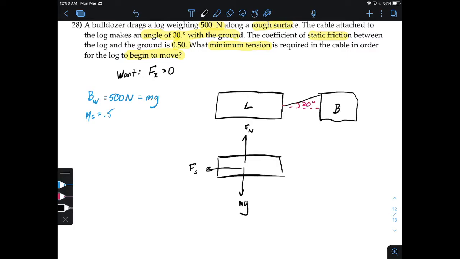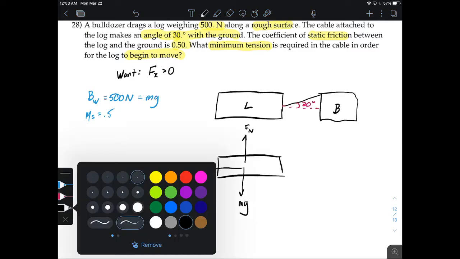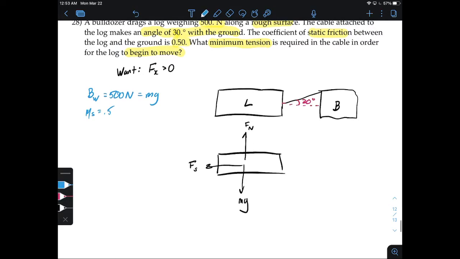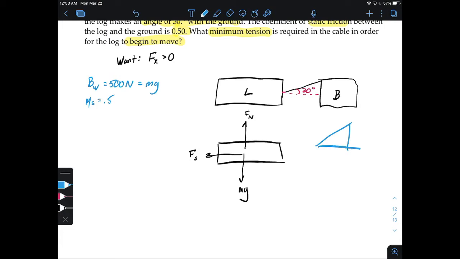And now we're going to deal with the meat and potatoes of this problem, which is the angle and the tension at that angle. We're going to draw a nice little triangle, with a 30 degrees angle. And what we can find is that this would be our sine and this would be our cosine. So for up, we're going to have T sine 30.